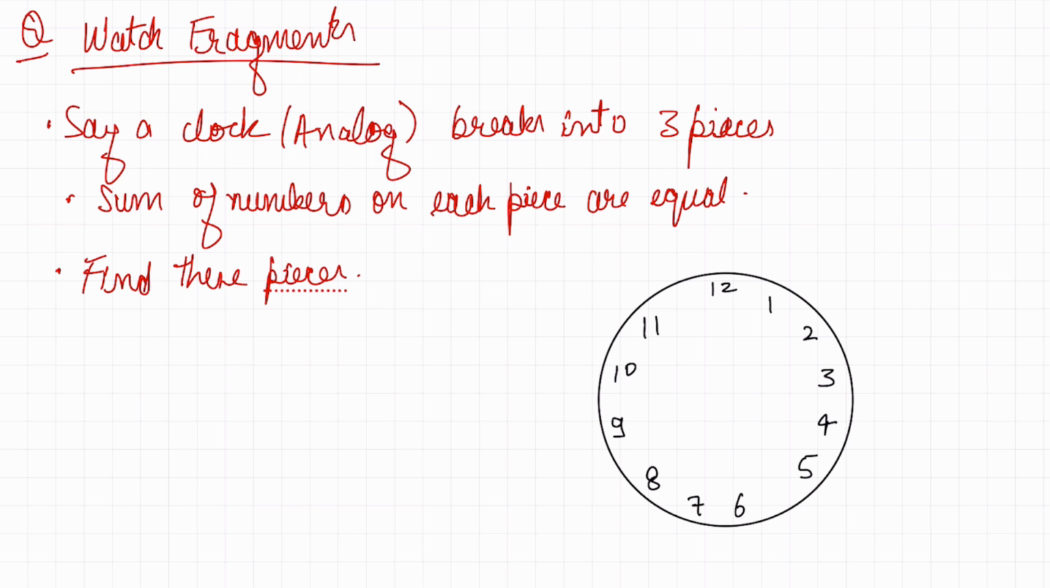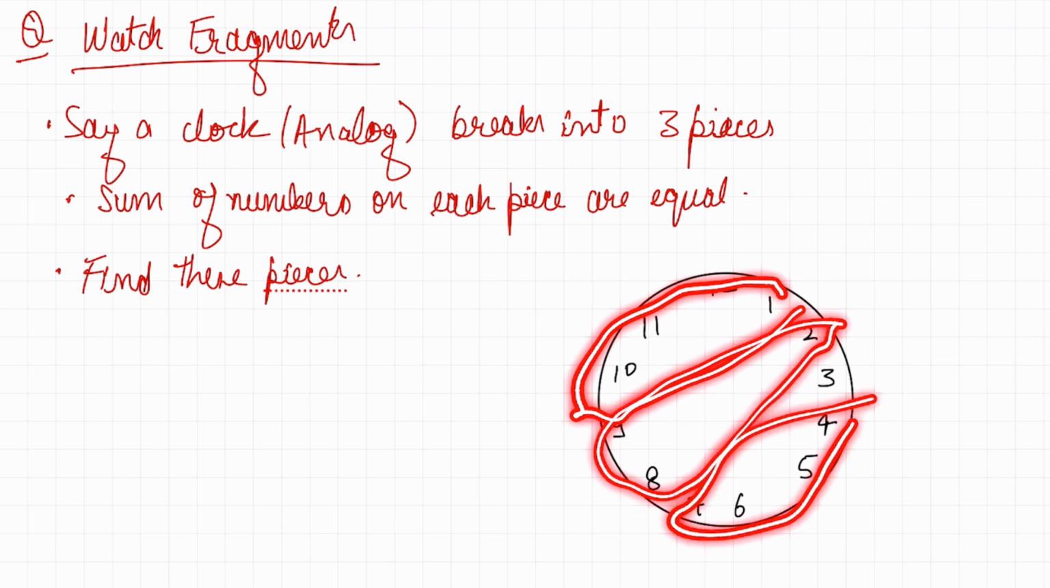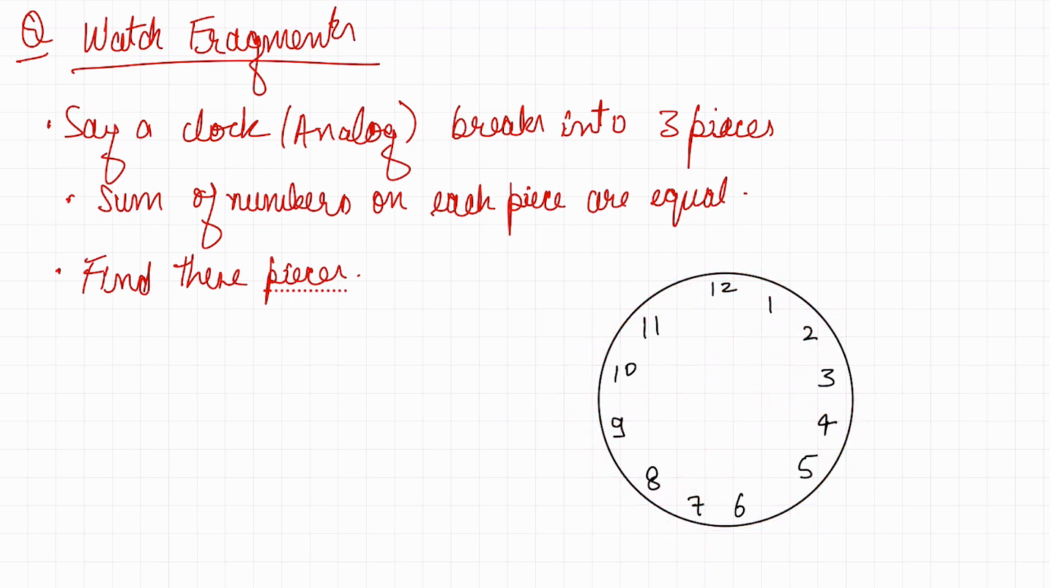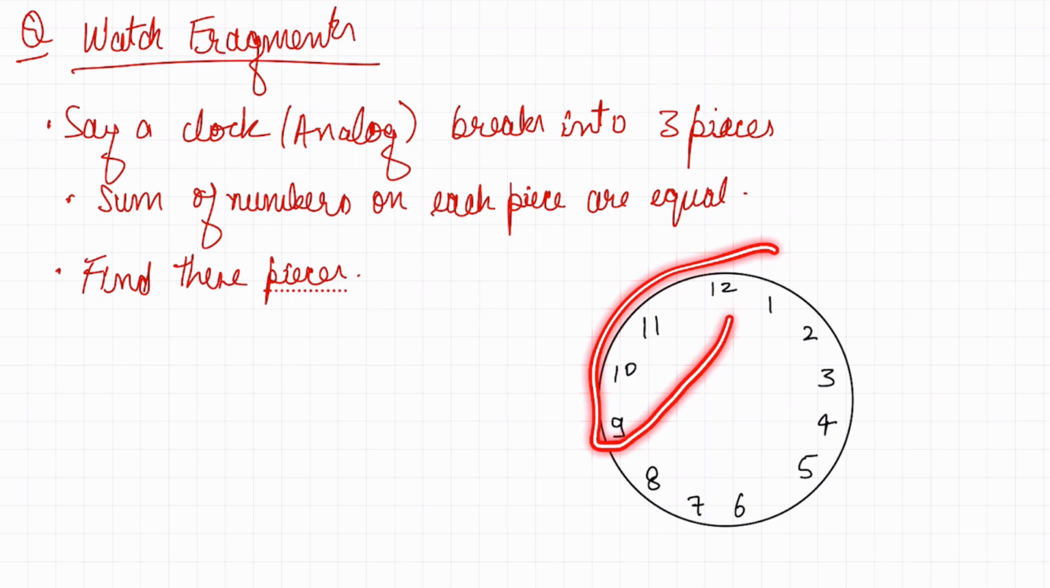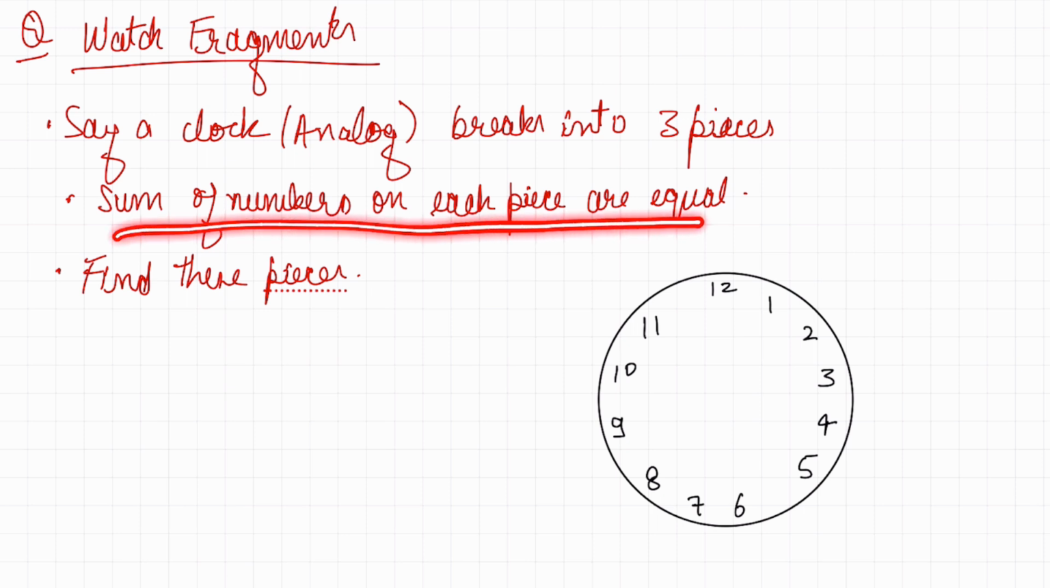So you have to break this watch, which you see on your screen, in a way so you could have, say, a piece 1 like this, a second piece like this, and a third piece like this. This is one example it could be, or it could be something different. It could be something like this: the first piece, the second piece like this, and the third piece like this. You have to find the three pieces so that the sum of the numbers on each piece is equal.